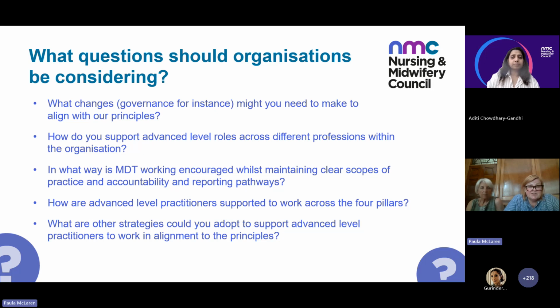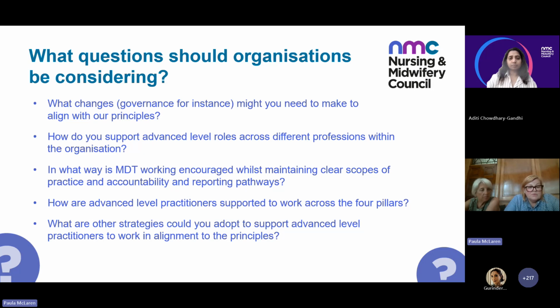So the questions, just to help you think about what the principles mean for you. What changes might you need to make for your organisation and your governance arrangements to align with our principles? Thinking about how you can support advanced level roles across different professions within your organisation. Again, thinking about the multi-professional team and that working and learning environment. How is that encouraged whilst maintaining those clear scopes of practice and accountability and reporting pathways?